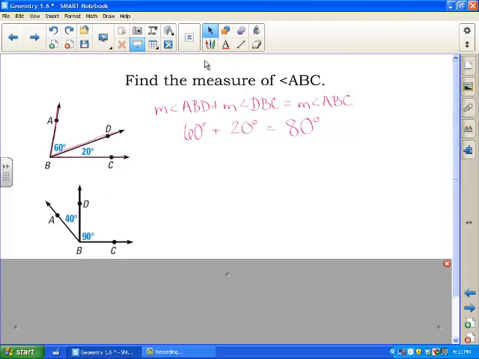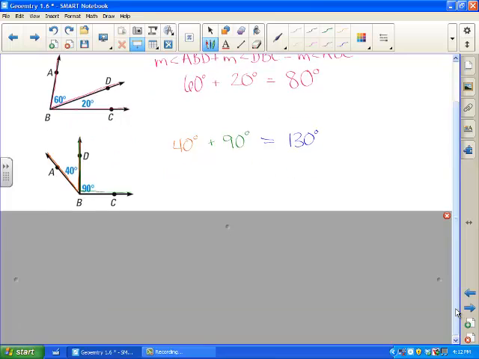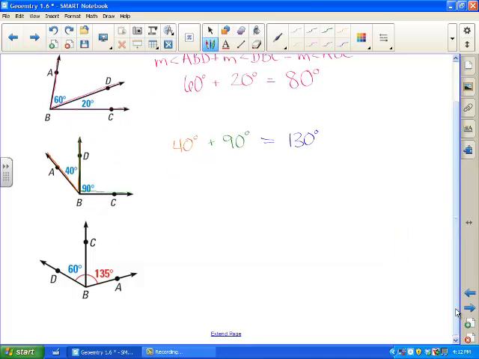Let's try another example. In this example, ABC is again split by ray BD. This time, angle ABD is 40 degrees, and angle DBC is 90. Hopefully you recognize that as being a right angle. By the angle addition postulate, I'll have 40 degrees, which is angle ABD, plus 90 degrees, which is angle DBC, adding up to the measure of angle ABC. And when I add them together, I get 130 degrees, so that must be the measure of angle ABC.